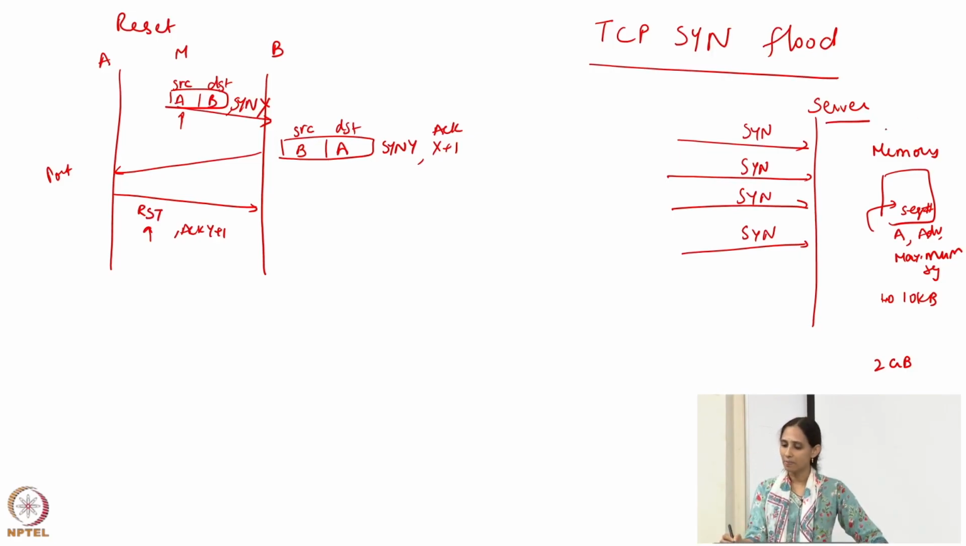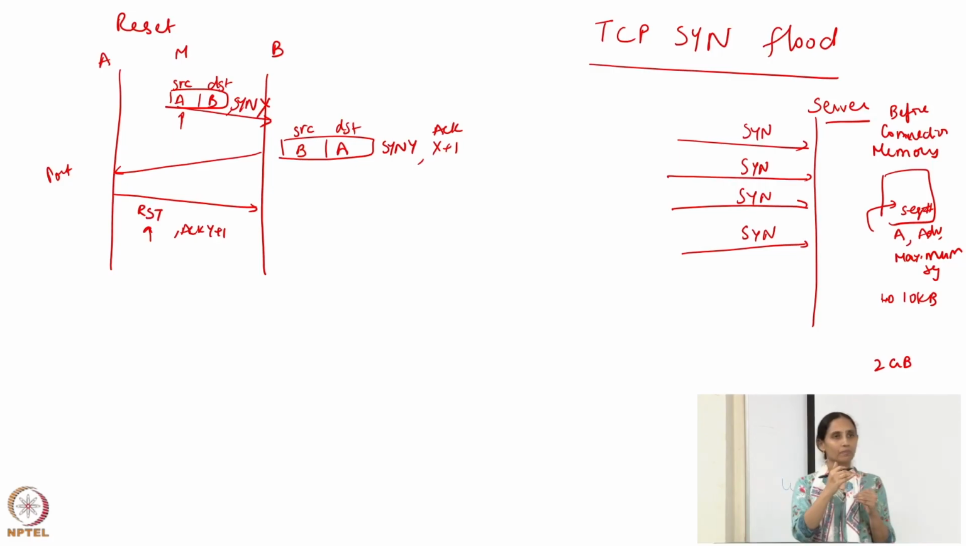This memory is basically for before the connection gets established. That is, the 3-way handshake has not completed yet. For that you allocate some memory, and that is a fixed amount of memory. Okay? So, that is the basic idea of SYN flood.